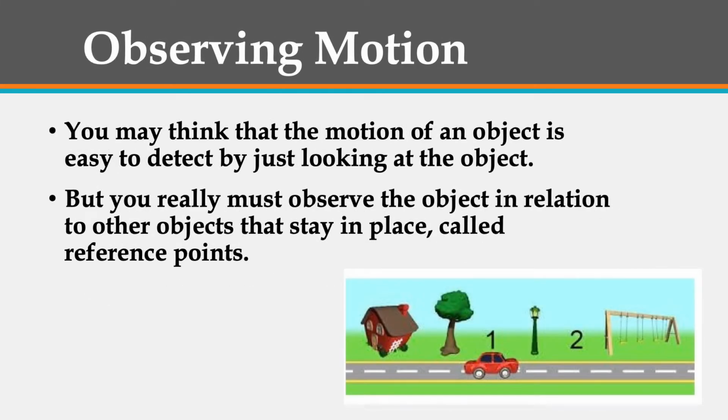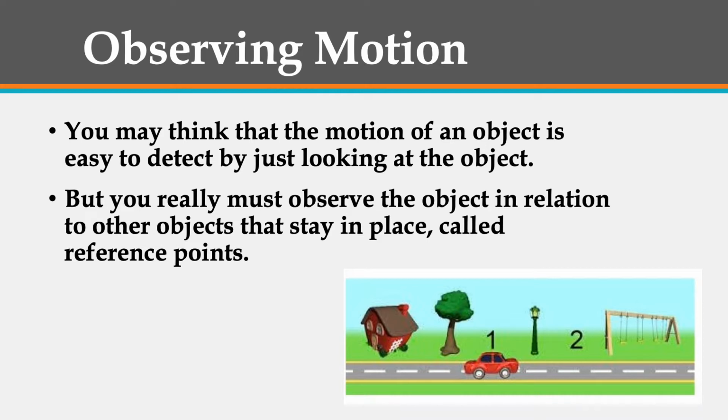Observing motion. You may think that the motion of an object is easy to detect by just looking at the object. No, it is not that easy. You really must observe the object in relation to other objects around it. These objects must be in their place, fixed objects. Each fixed object is called a reference point.